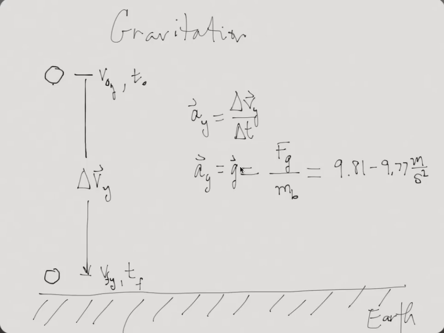So we know this. If we were to look at it a little bit more theoretically, we would have G is equal to the mass of the ball times the mass of the earth over the radius of the earth squared.